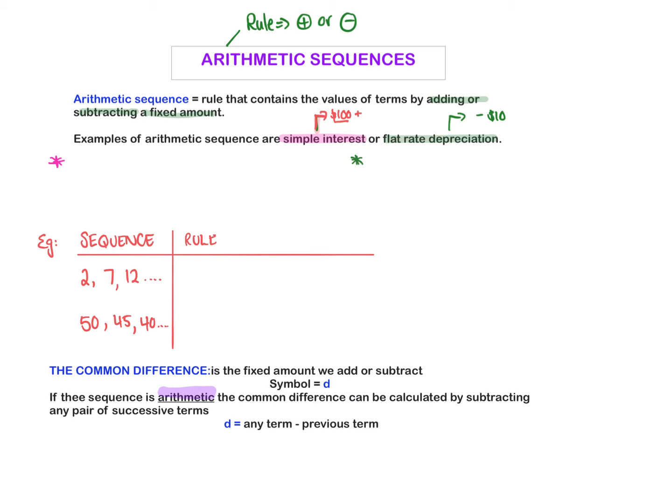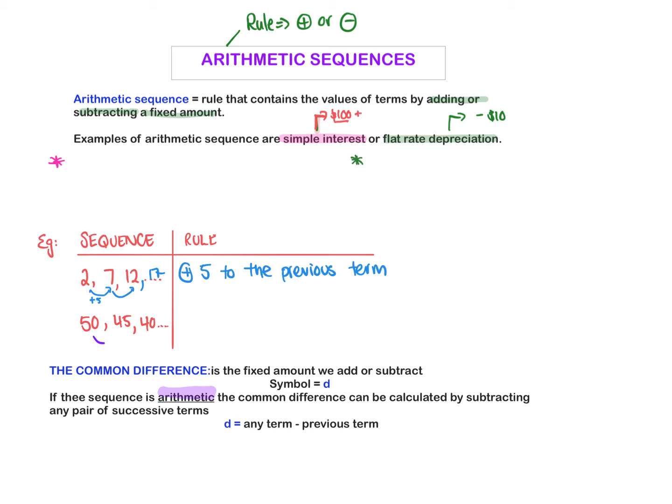So if you have a look here, we've got a few sequences, so we'll write them here. Here I can see that 5 is getting added. So the rule is to add 5 to the previous term, because remember they're called term 1, term 2. So if I was going to find the next one, I'd add 5 to 12, and that would be 17.